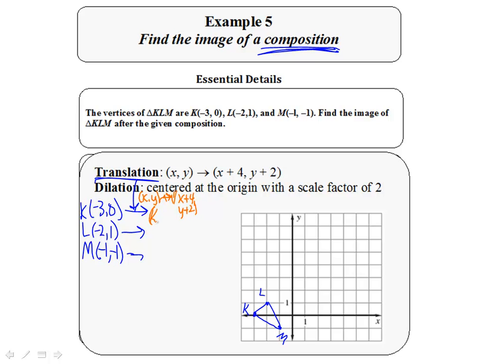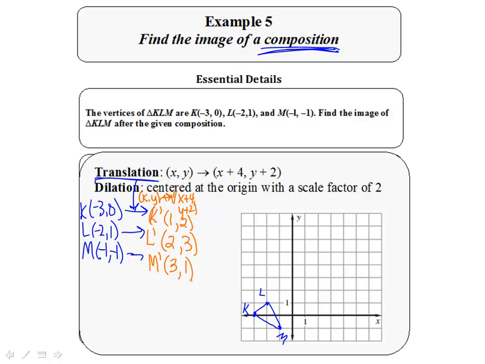So my K prime, if I add 4 to my x, -3 plus 4 is 1. 0 plus 2 is 2. L prime, if I add 4 to my x, I get 2. If I add 2 to my y, I get 3. And then M prime, if I add 4 to -1, I get 3. And -1 plus 2 is 1. And let me just double check that. I needed to add 4 to all of my x's, and 2 to all my y's, making sure I added them correctly.